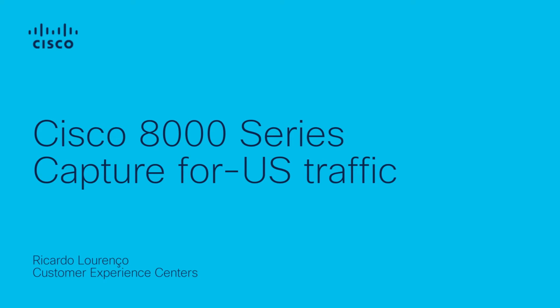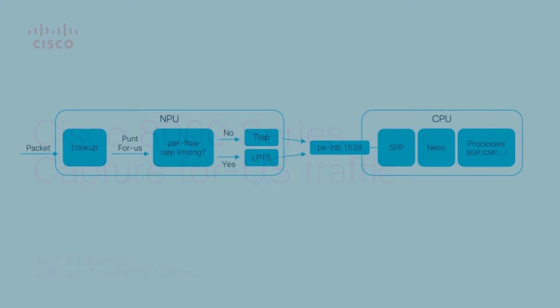During troubleshooting activities, there are cases where you need to verify the traffic that is being switched to the central processing unit, the CPU, for further processing or handling. This video guides you on how this traffic can be captured in the Cisco 8000 series router.